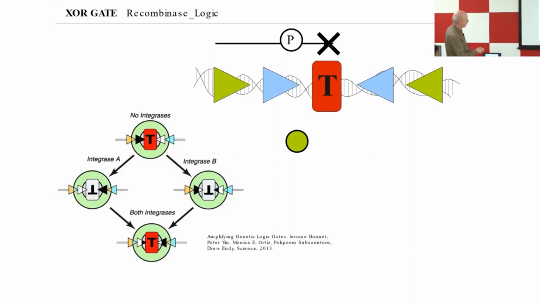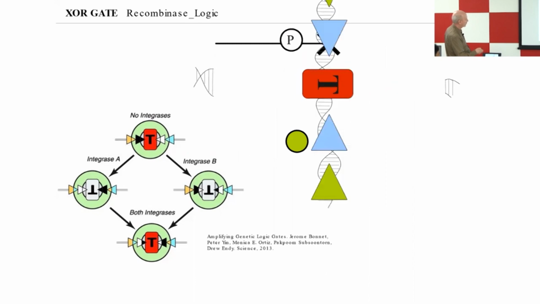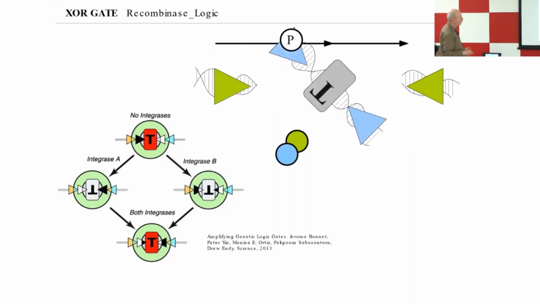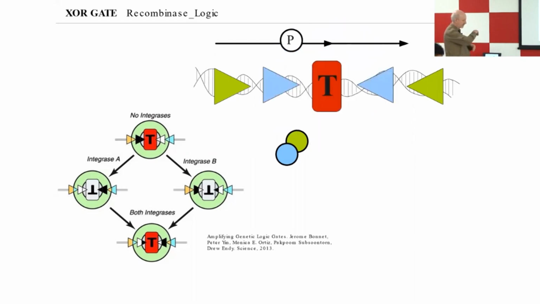What happens when you express the other recombinase? Exactly the same. It will flip the sequence downstream of the promoter, obviously not between the blue triangles, but between the green triangles, and the terminator will be inactivated because the orientation has changed, and therefore transcription will proceed. What happens when we express the two recombinases? Well, one will compensate the other, and therefore now the transcription will stop.